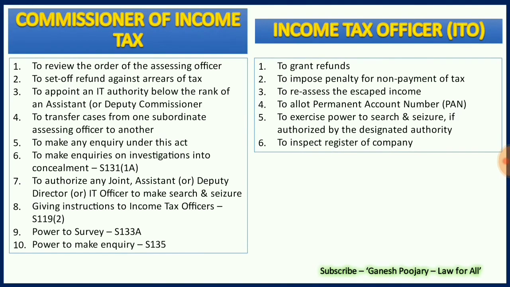Though there are many authorities under the Income Tax Act, I am trying to brief on the Commissioner of Income Tax and Income Tax Officers in this particular slide. Let us start with the Commissioner of Income Tax, who has the right to review the order of the assessing officer. He can set off refund against arrears of tax, and he can appoint an IT authority below the rank of assistant or deputy commissioner. He can transfer cases from one subordinate assessing officer to another. He can make any enquiry under this particular act.